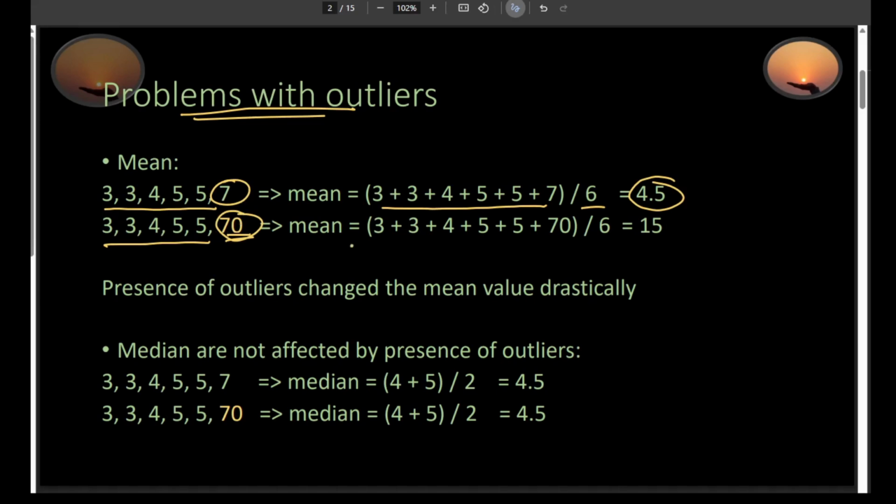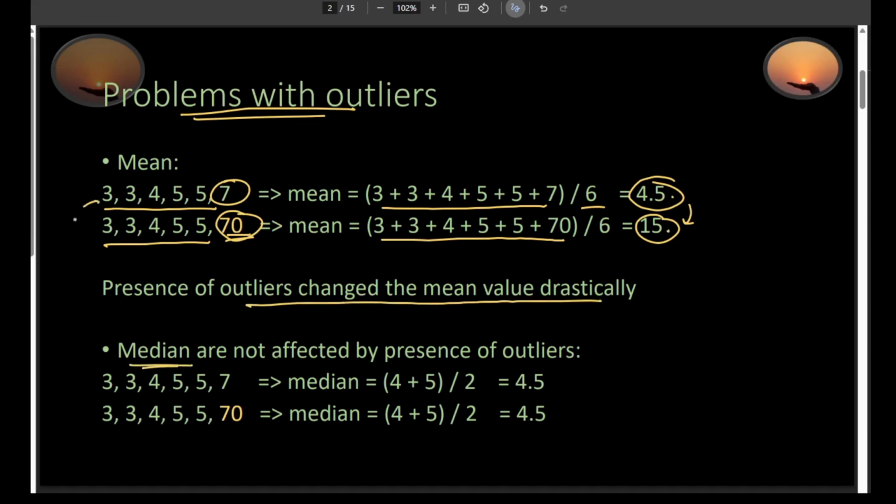Now, because of the presence of this number, you can see that your mean value just changed to 15. So because of the presence of an extreme, outlier value, your mean value went from 4.5 to 15. The presence of the outliers changed the mean drastically. Let's look at the median now.